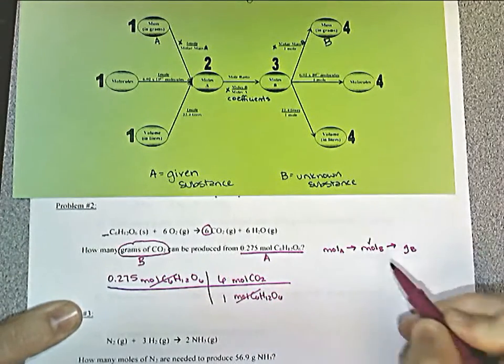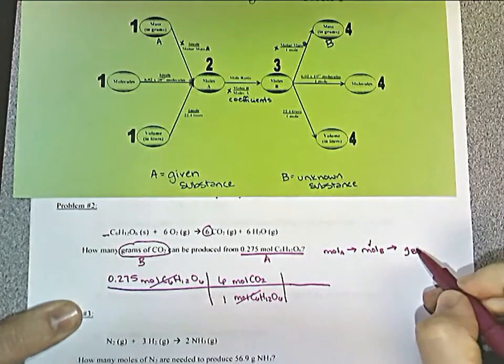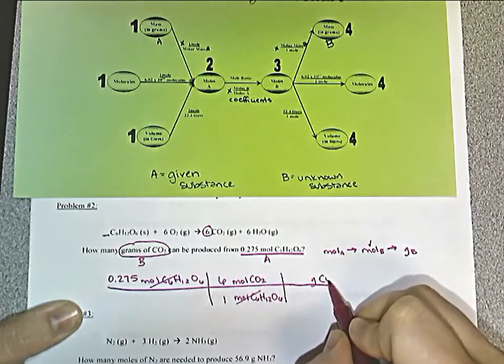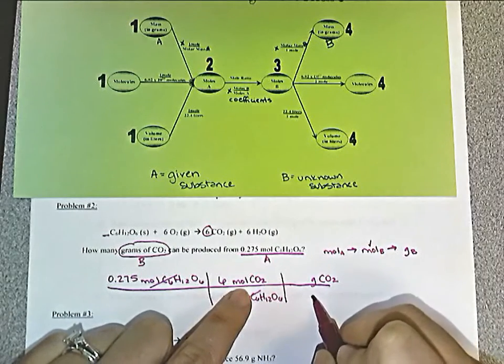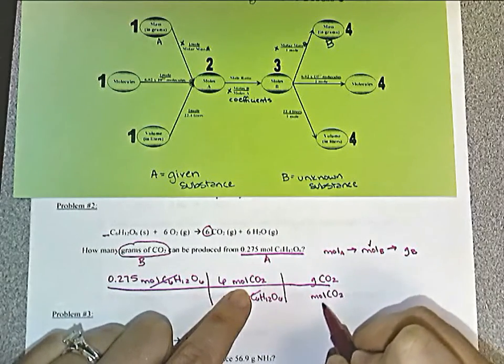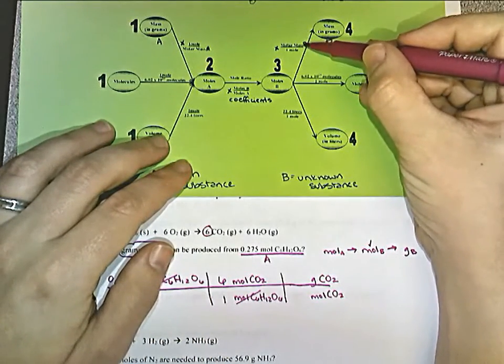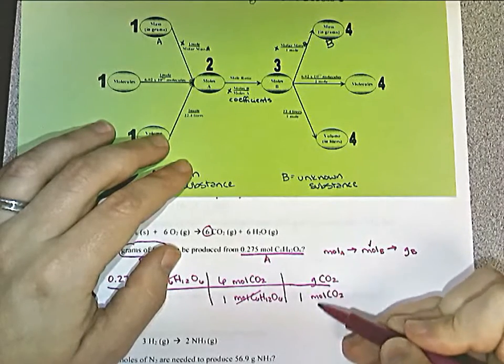I've gone to moles of B. I need to go one more step. Don't do any math until you get all the way to the end. I've got to get to grams of B. Well, B is CO2, so it's grams of CO2. To cancel, it's going to be mole CO2 on the bottom. And then if you look up here to your little cheat sheet, it says the molar mass of B goes over 1 mole. Anytime it's grams, it's over 1 mole.